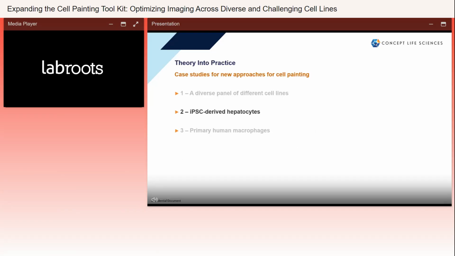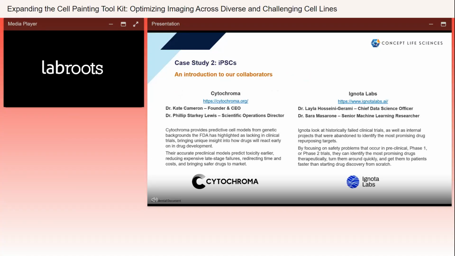Now, moving to more physiologically relevant cells is key for the future of drug discovery as a whole. iPSC-derived cells are moving to the forefront of research due to their pluripotency and potential applications, but can they be used in cell painting? At this point, I'd like to introduce our collaborators, who have been involved in this case study investigating the role of iPSCs in potential cell painting applications.